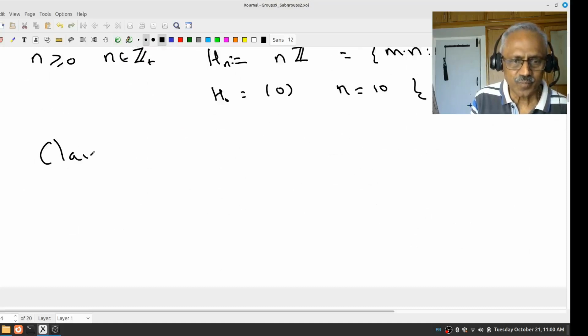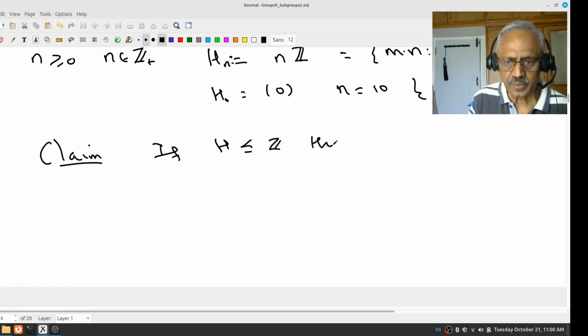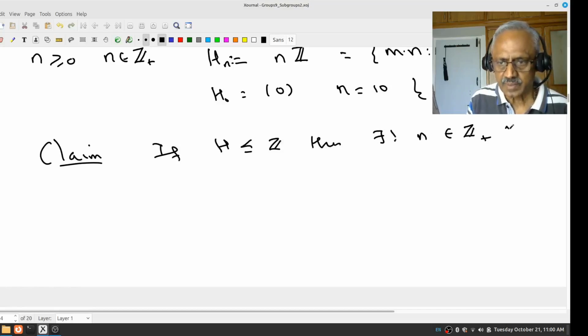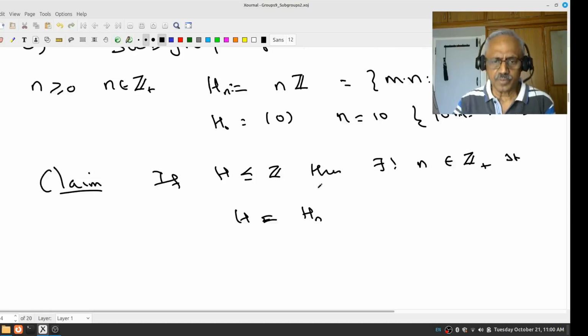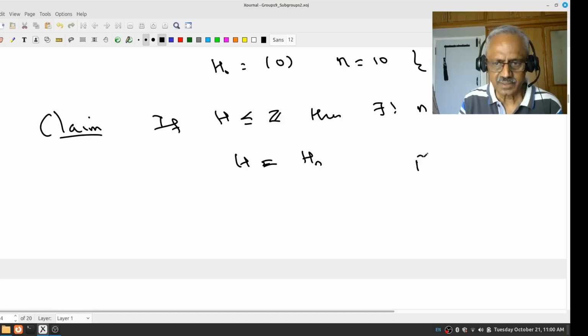Claim: if H is a subgroup of Z, then there is a unique non-negative integer n so that H is nZ. That is, if H is a subgroup of Z, then there is a unique non-negative integer n so that all elements of H are multiples of n. Do you understand the statement?